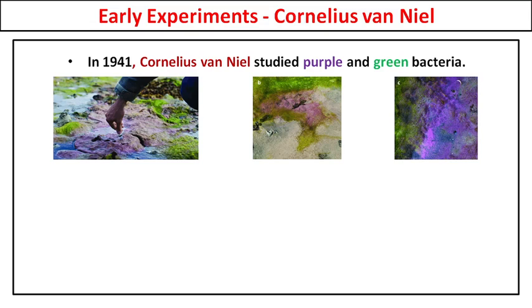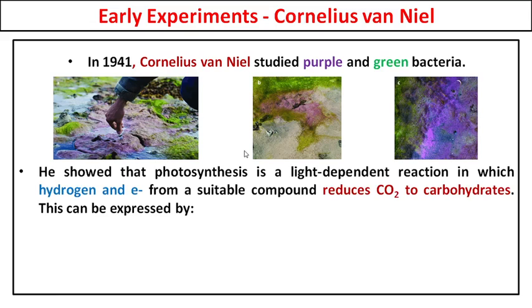After that, there was a scientist called Cornelius van Niel. He studied purple and green bacteria. As you can see here, this is purple or violet colored bacteria, right? Actually, the bacteria are present in such a high number that you find the color of that place turning purple. They are not this big in size, of course, but they are higher in number. So you find the whole place turning purple or green in color, as you can see here. So he studied these purple and green bacteria.